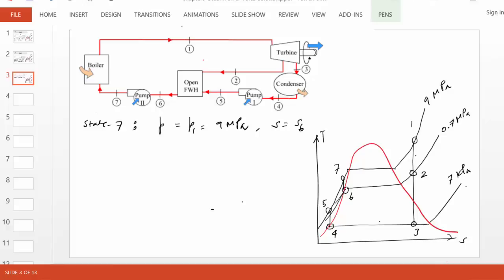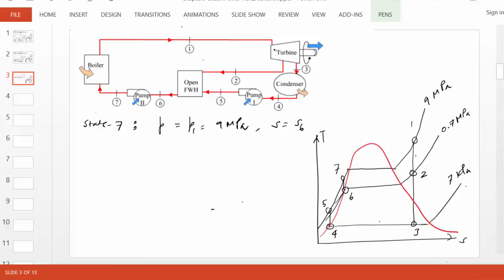Now, we'll come back to the details of how to find enthalpies later. But suppose we know the enthalpies of each of the states, because we know two independent properties in each state, so theoretically speaking, we can find enthalpy at each given state. So how do we analyze each device? Let's go one by one. Suppose, what would be the turbine work?